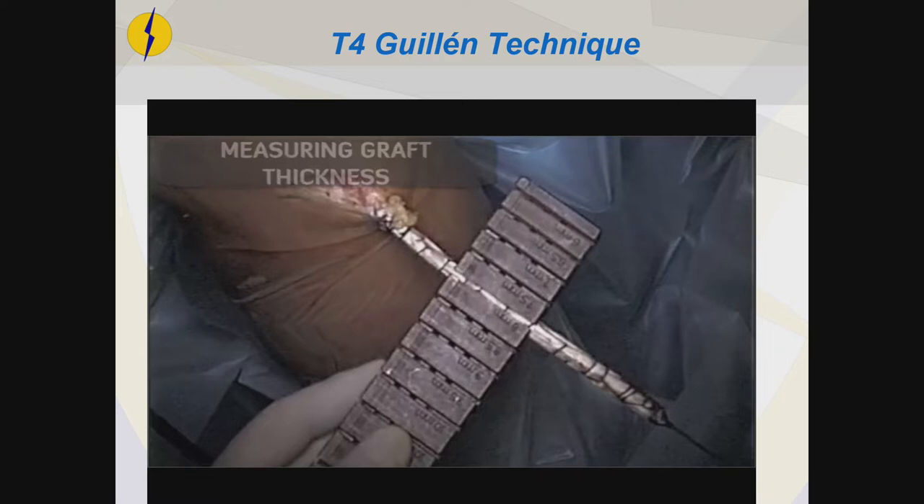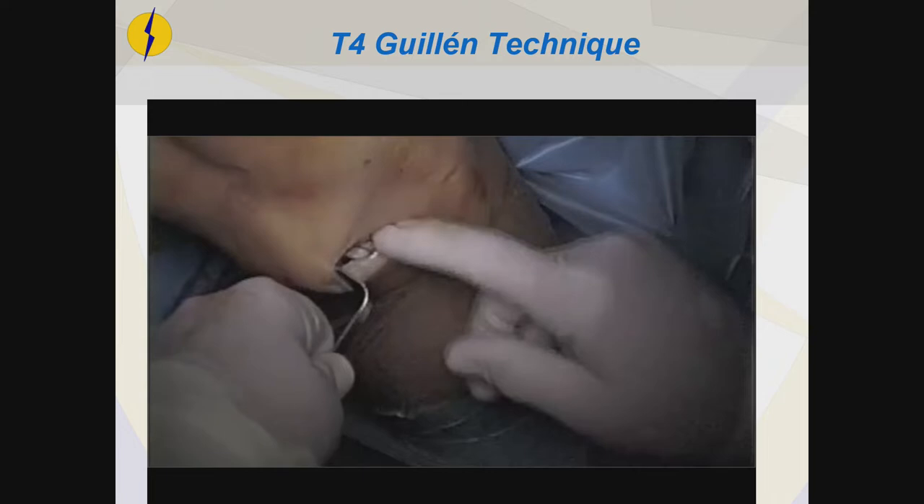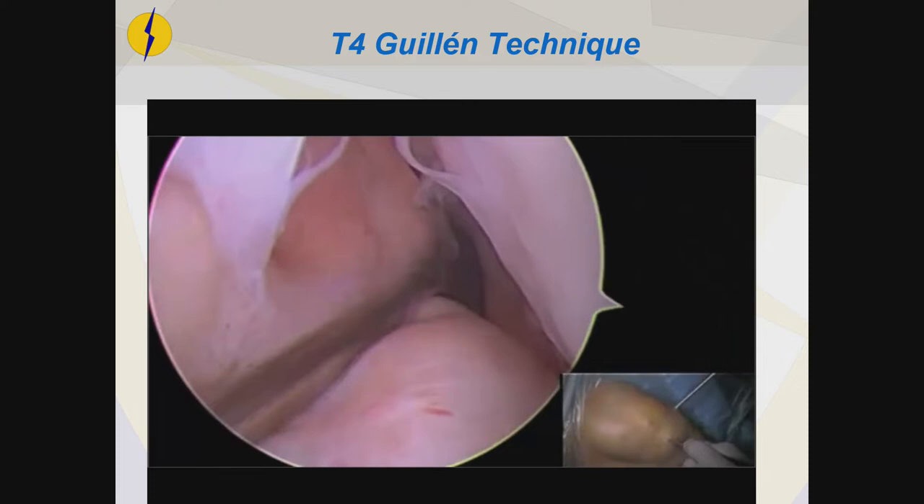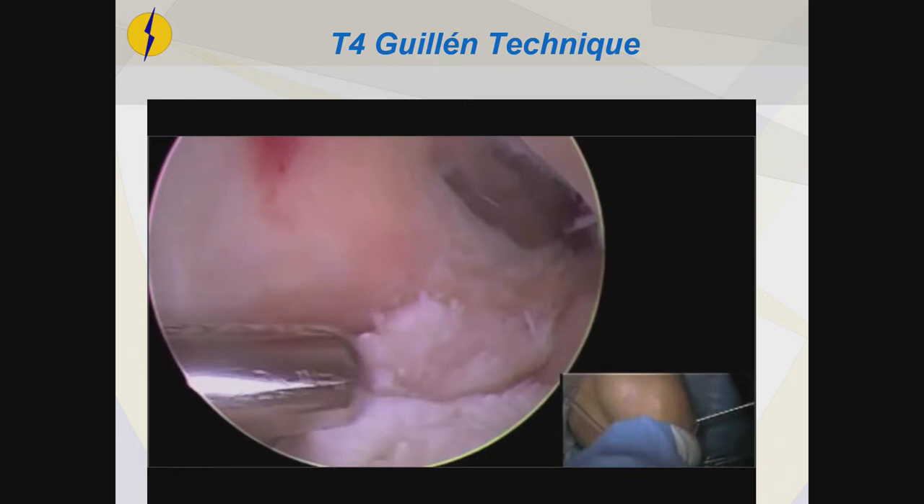We have to measure the thickness that we need for the posterior drill, and we take care to keep it protected in a pocket during the arthroscopy time. In the arthroscopy time, we see the ACL in a proximal rupture from the top. We take out the remnant, the resection, to see exactly the point where we want to put the tunnels. We need to clean the tibial side and the notch on the femoral side.